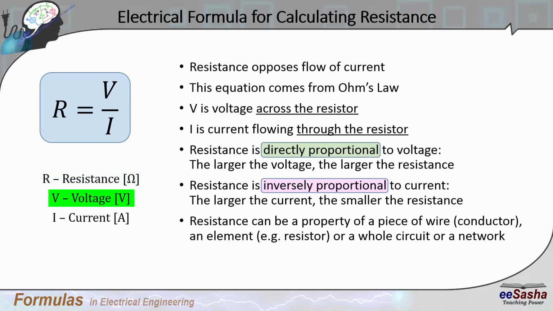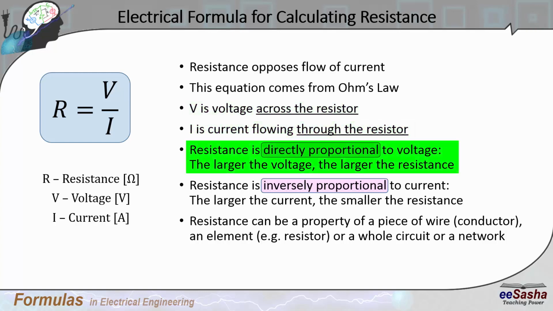Letter V is used for voltage. The unit for voltage is volts. Letter I is used for current. The unit for current is amps. Voltage V is voltage across the resistor, while current I is the current that flows through the resistor.